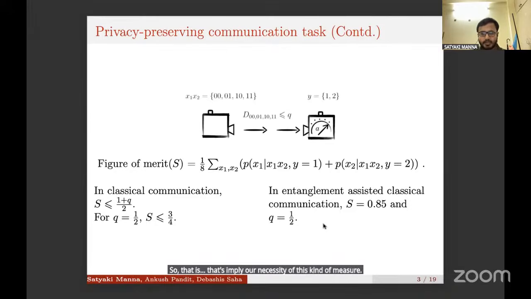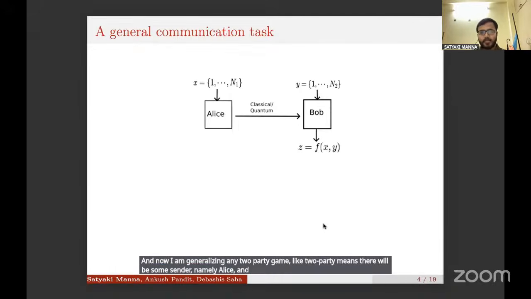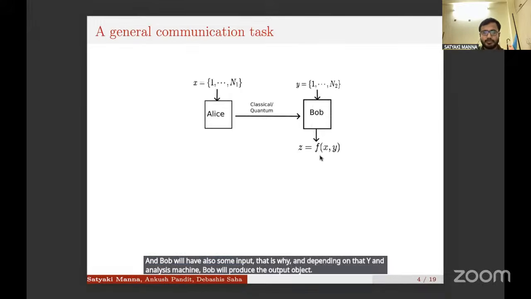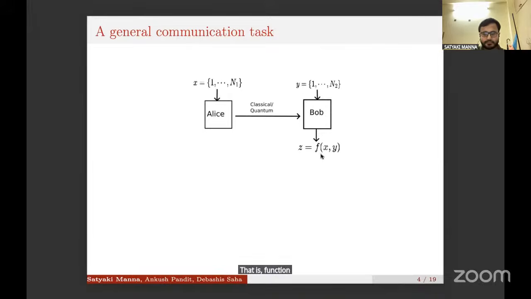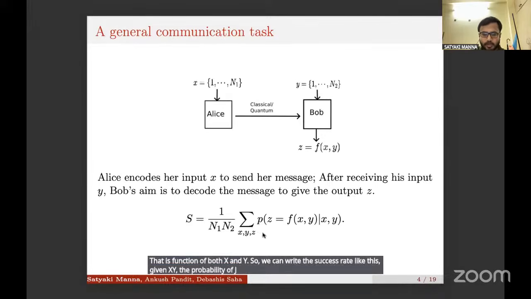And now I am generalizing to any 2-party game. 2-party means there will be a sender, namely Alice, and a receiver, Bob. Alice has some input x. Depending on x, Alice will send some message. The message can be classical or quantum depending on the communication. Bob also has some input, y, and depending on y and Alice's message, Bob will produce the output z, which is a function of both x and y. So we can write the success merit like this: given x, y, the probability of z, and we have to sum over all x, y, z.